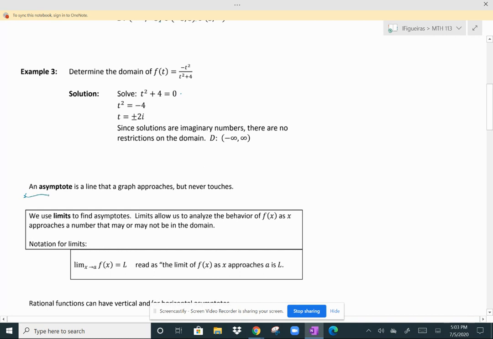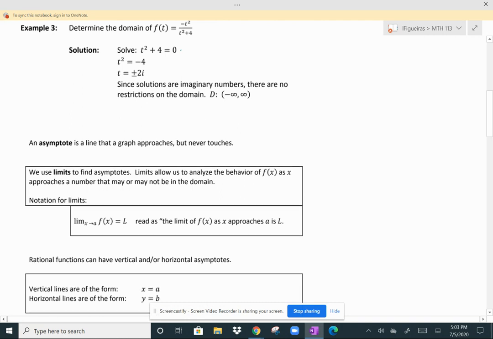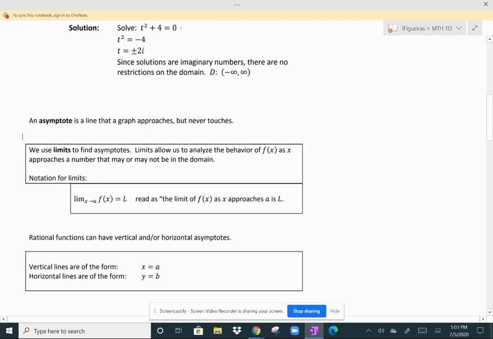Another important attribute of rational functions are asymptotes. An asymptote is a line that a graph approaches but never touches. We'll be talking about both vertical and horizontal asymptotes, but before we do, we need to understand what a limit is. This is just a very short introduction to the concept of limits. We use limits to find asymptotes.